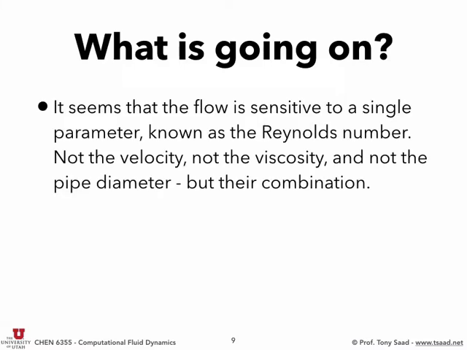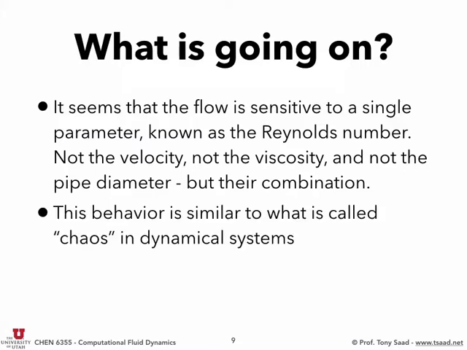So what's going on? It seems that the flow, according to Reynolds, is sensitive to a single parameter known as the Reynolds number. That's why the Reynolds number is so important in turbulence, the ratio of inertial to viscous effects. And it's not the velocity, so it's not the speed that matters only. It's not the viscosity alone and not the pipe diameter. It's their combination along with the density, rho V D over mu. It's that number that tells you if you are in the turbulence regime or not. Okay. Now, this behavior is similar to what is called chaos in dynamical systems.